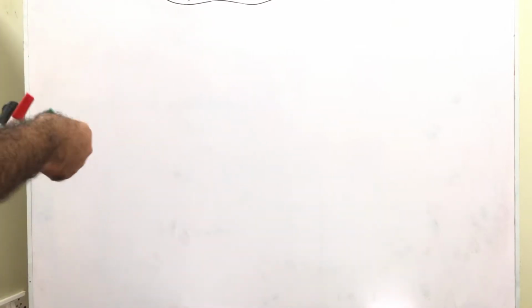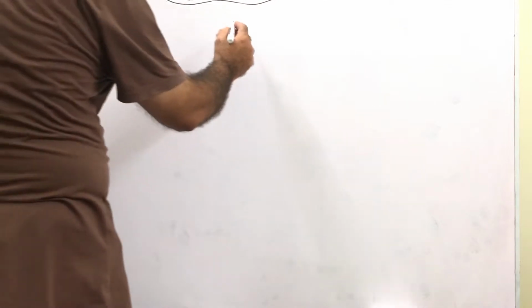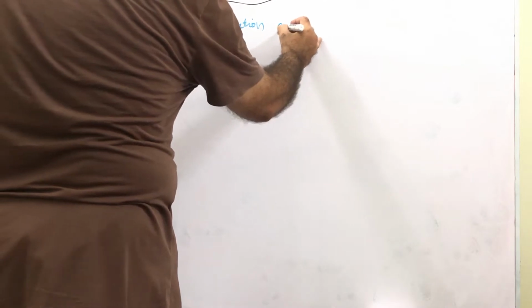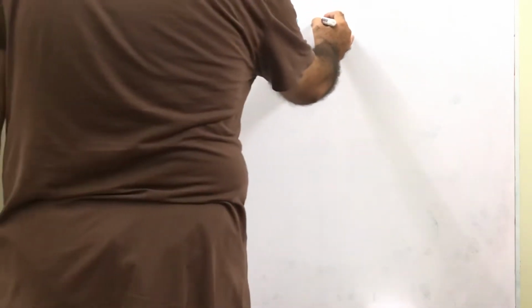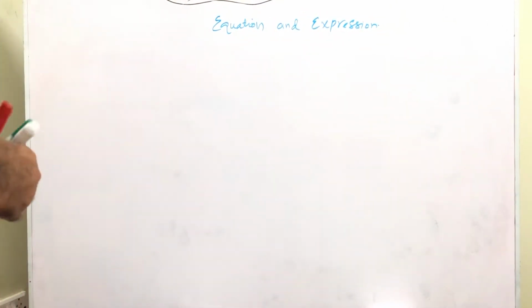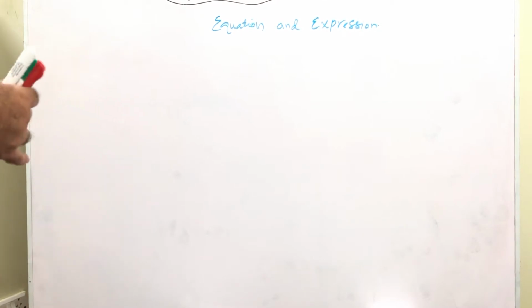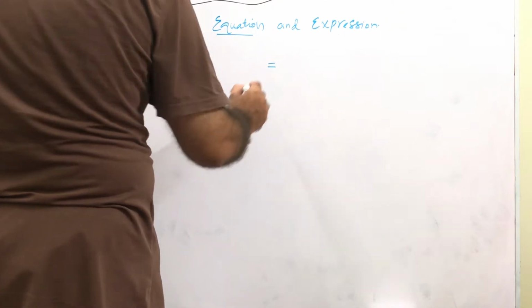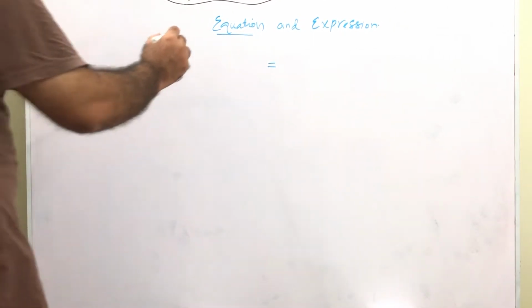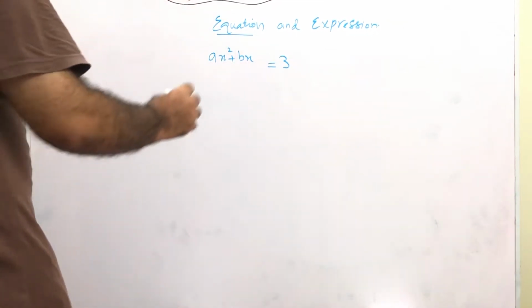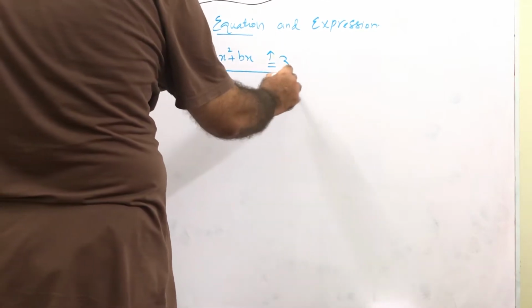Before starting the exercise, we need to understand a slight difference between equation and expression. We need to solve the questions involving expressions. So what is basically the difference between equation and expression? In a question, when we have an equal sign, it is an equation like ax square plus bx is equal to 3. So we will say this is an equation.